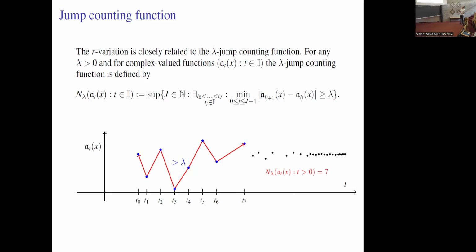So this lambda counting function is the maximal value of j, such that we will be able to find points t0, t1, t2, and so on, up to tj. So we will have j intervals, and on each of them, we need to ensure that the difference of the sequence at the endpoints is at least equal to lambda. Okay. So we need to have consecutive points such that the difference of the sequence on each of them is at least equal to lambda.